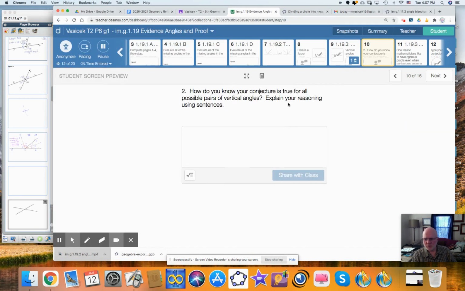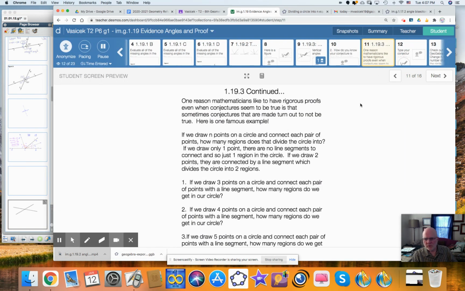It's a rigorous proof. One reason that mathematicians like rigorous proofs, even when conjectures seem to be true, is that sometimes conjectures that seem to be true turn out not to be true. And this is a famous example. I'm going to go through it right now. If we draw n points on a circle and connect each pair of points, how many regions does that divide the circle into? So let's just do that.